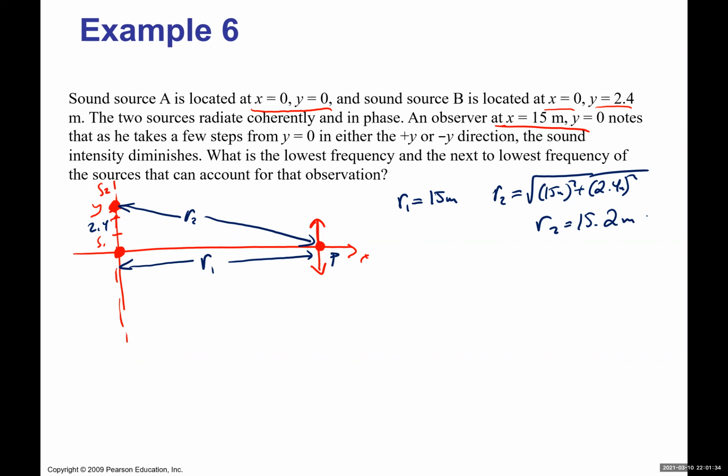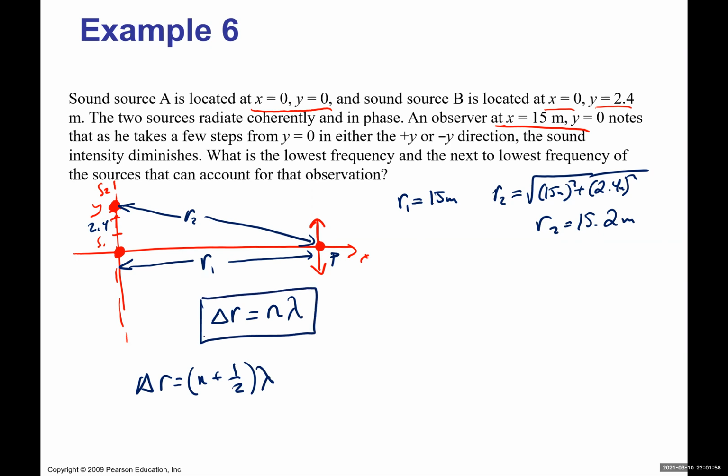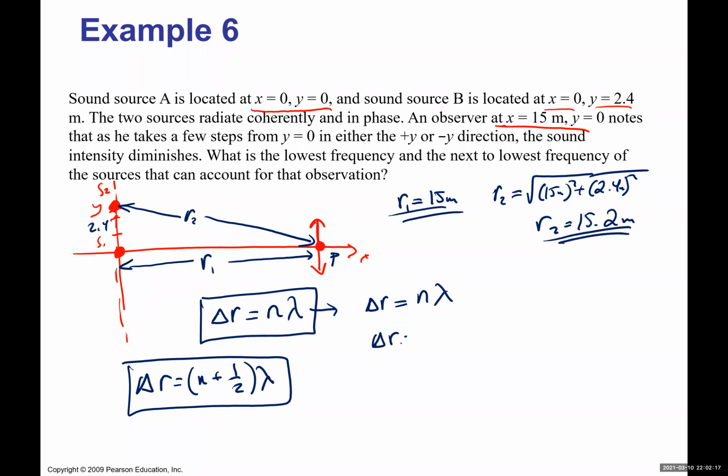All right, so next what we do here is this. Because it's constructive, I can say delta R equals n times lambda. Okay. For destructive, it would have been delta R equals (n plus 1/2) times lambda. So this equation is used for constructive interference. This one is for destructive interference. Now, we know that it's a constructive interference, so we go with this equation, delta R equals n times lambda. Okay. Now, delta R is the difference between those two. So delta R equals 15.2 meters minus 15 meters. So this will give us 0.2 meters, and it equals n times lambda.